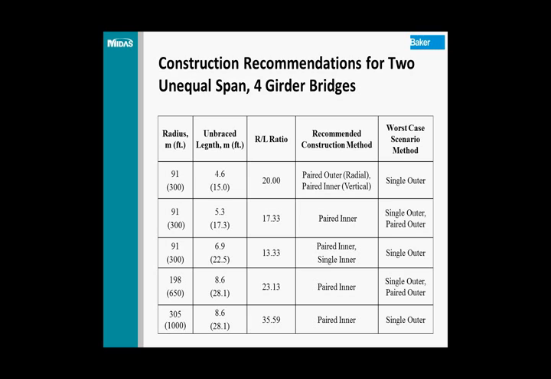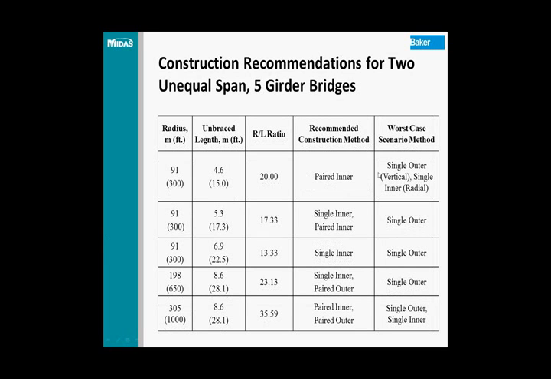So this slide is the construction recommendations for the 2 unequal span 4 girder bridges. Once again, you can see the worst construction scenario method has a lot of single outer and paired outer. The recommended method, once again, is paired inner or single inner for most of them. And finally, this last graph, you can see we're seeing similar results for our 2 unequal span 5 girder bridges.